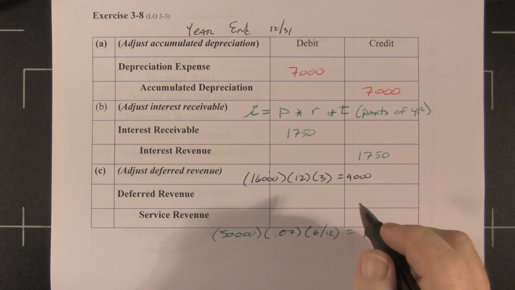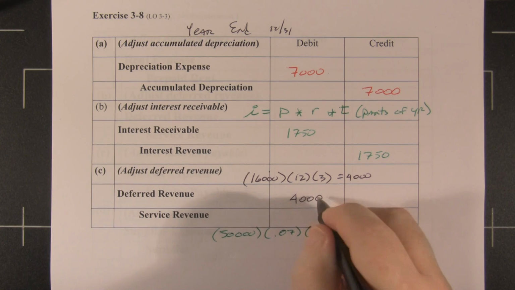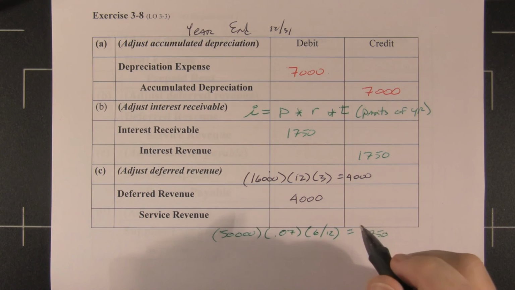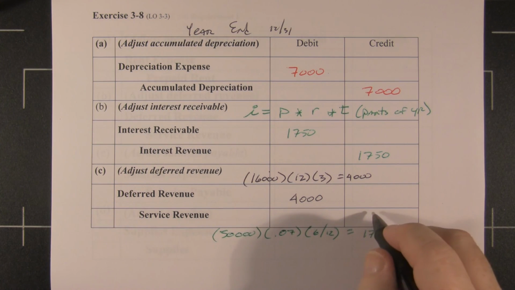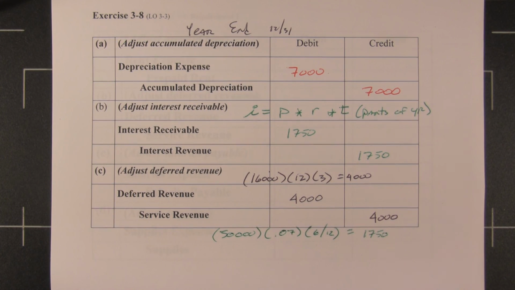So we're going to debit deferred revenue. We no longer owe them $16,000. We only owe them the remainder, the $8,000 or $12,000 rather, and the service revenue that we've now earned is $4,000. So the math here isn't tricky. It's reading all of the information, and you have to be careful to make sure you get all of the information.